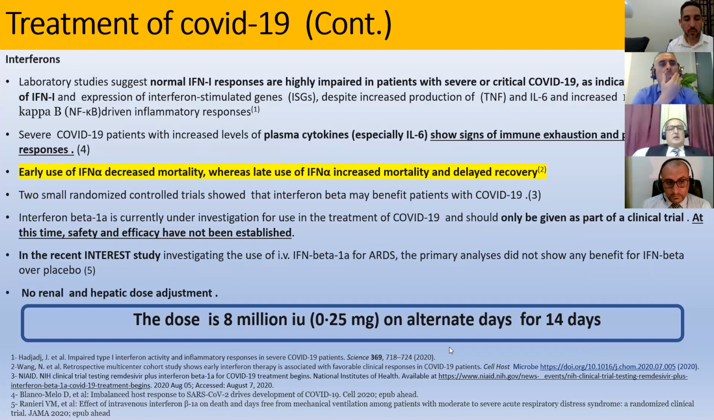For interferon, again, they found that the normal interferon 1 response is highly impaired in COVID-19. This is because of immune exhaustion and the plasma cytokine storm. They found that early use of interferon alpha decreased the mortality, but late use of interferon alpha increased the mortality and delayed recovery. And there is some small randomized control study that shows there is benefit from early use of interferon beta. The dose should be 8 million units, which is equivalent to 0.25 milligram, on alternate days for 14 days.